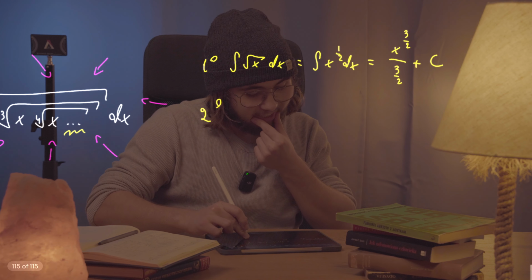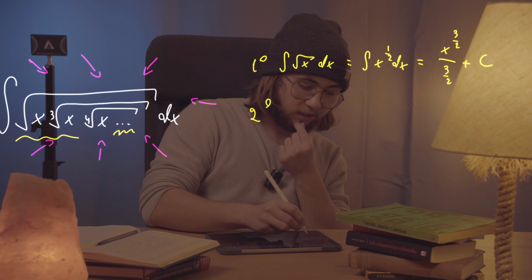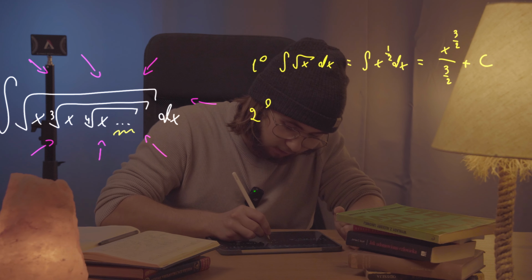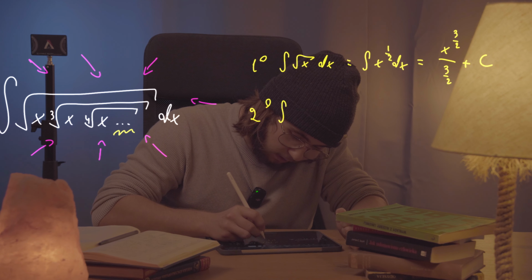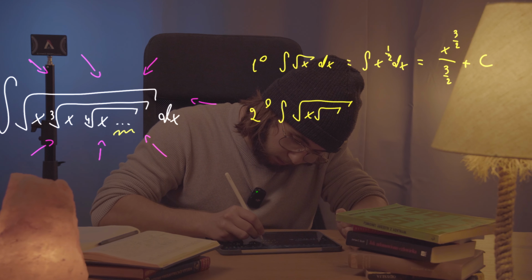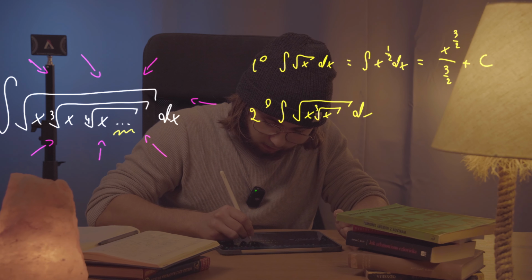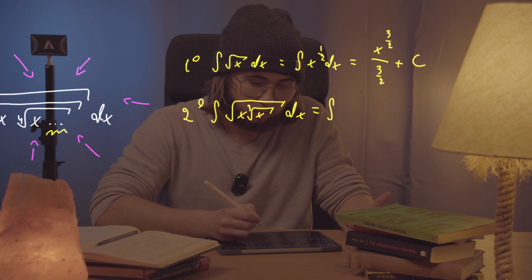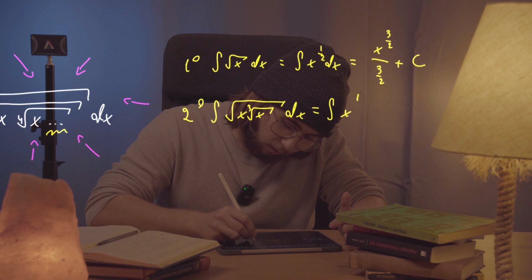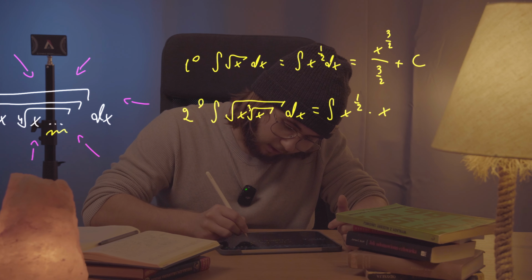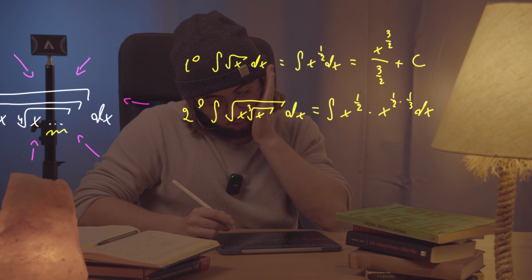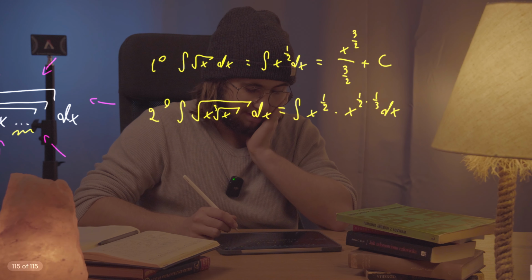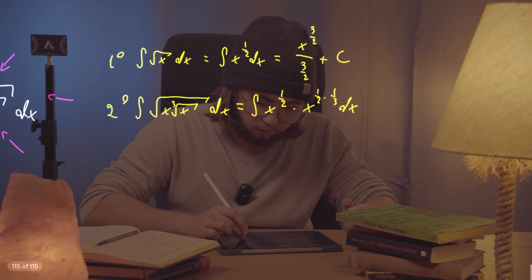Now for the second case, let's take into consideration the second root, the cube root of x. Then we have the integral of the square root of x multiplied by the cube root of x. That's the same thing as separating those and multiplying them together, so we'll have x to the power of 1 over 2 multiplied by x to the power of 1 over 2 times 1 over 3 dx. This is going to be 3 plus 1 over 6, so I think 4 over 6, something like this.